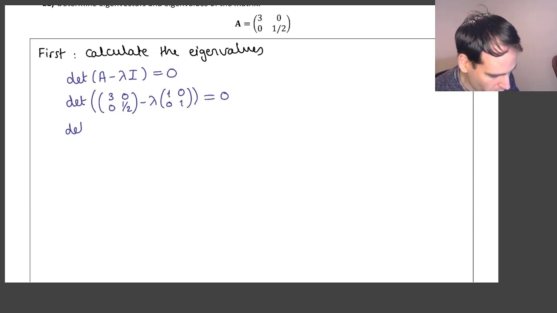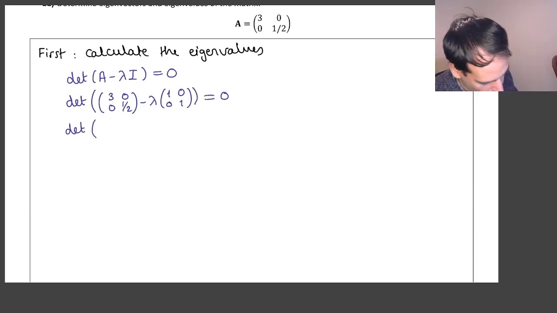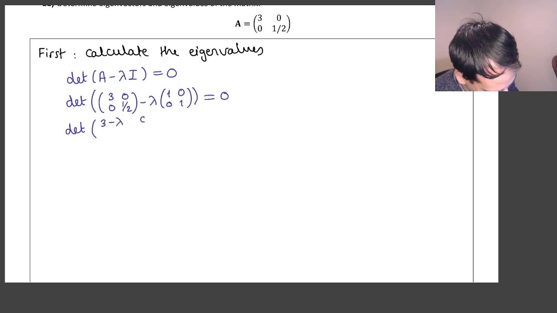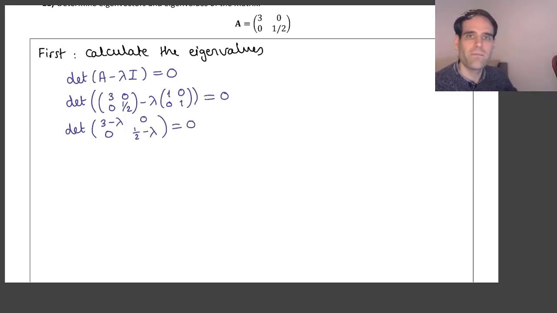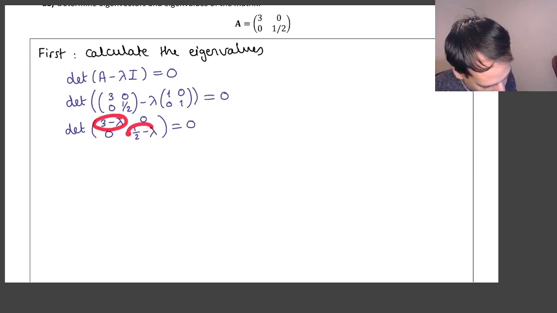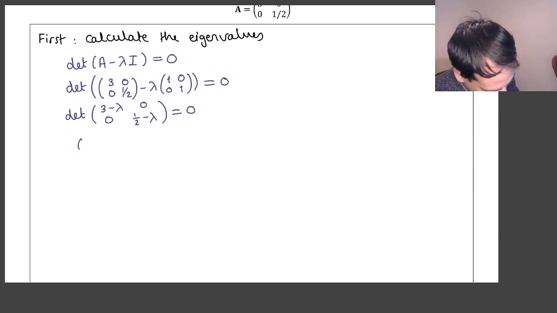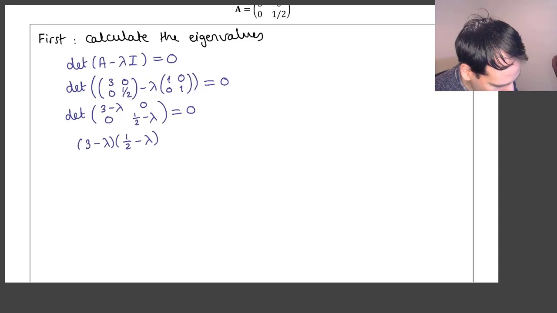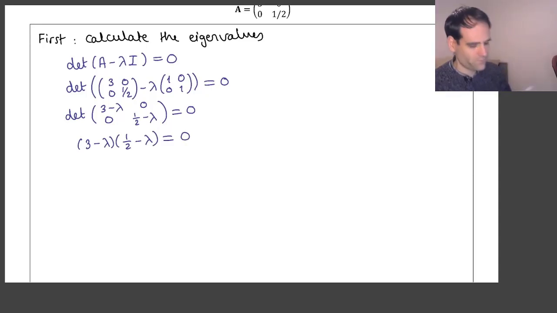So we do the subtraction of these two matrices. So 3 minus lambda, 0 minus 0, 0 minus 0, 1/2 minus lambda. The determinant of that matrix must be equal to 0. So the determinant is simply this times this minus this times this. So we basically get 3 minus lambda times 1/2 minus lambda equal to 0.